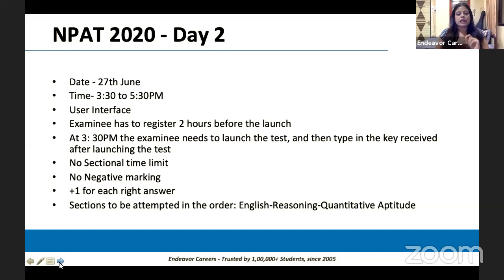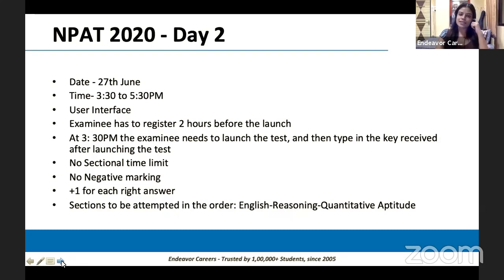But you could not switch between sections. The sections had to be attempted in a particular order, which was English, then reasoning, and then quants. Only after you finish the English section and submit it would you be able to move on to the next section, which was reasoning, submit that, and then move on to the third section, which was maths or quants. This was a slight difference from previous year's pattern, but the same system was seen in yesterday's paper as in today's paper, and obviously it's going to be expected in tomorrow's paper as well.